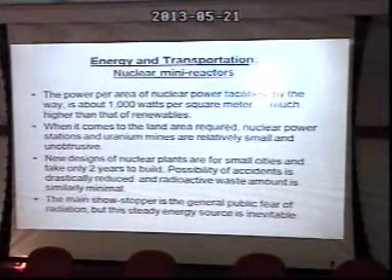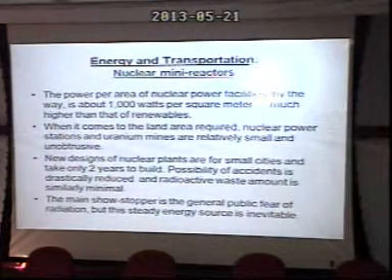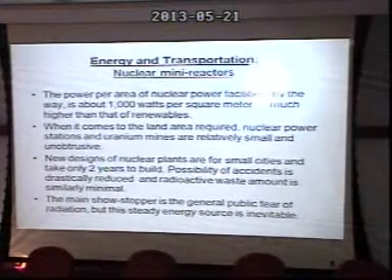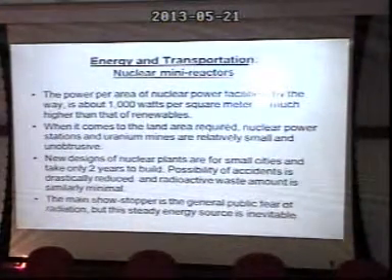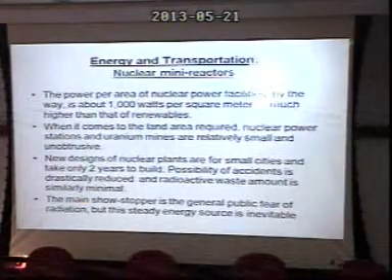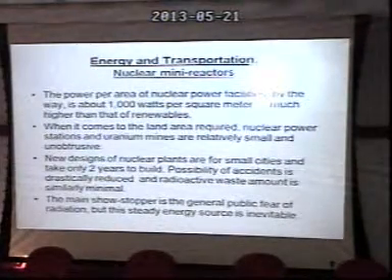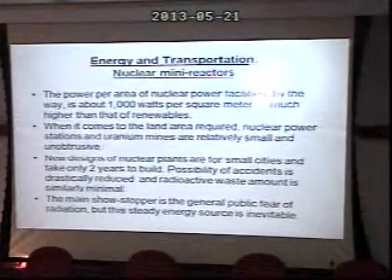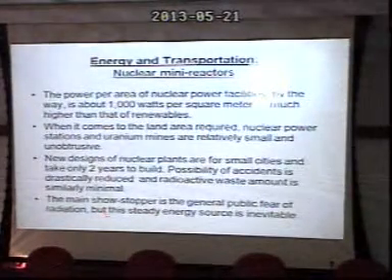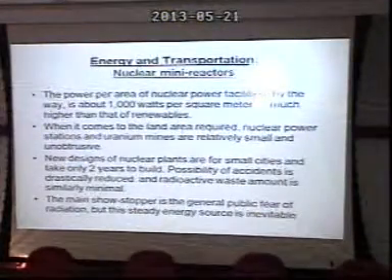They're not the old high-pressure water-cooled nuclear reactors, but usually helium-cooled, so the amount of radiation in case of any leak is absolutely minimal. They could be built in only 2 years, not 10 years, and they can provide power for smaller cities rather than huge chunks of the country. But the main showstopper is, of course, the general public fear of radiation, especially after the Japanese disaster with the tsunami.